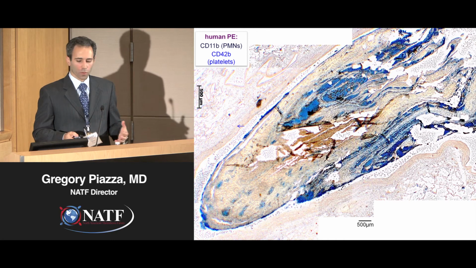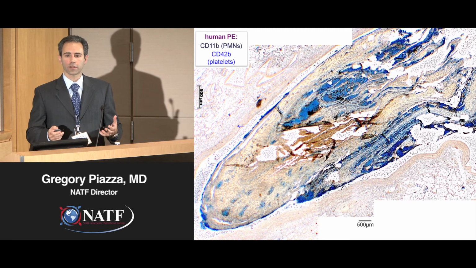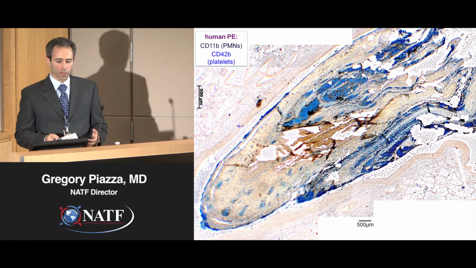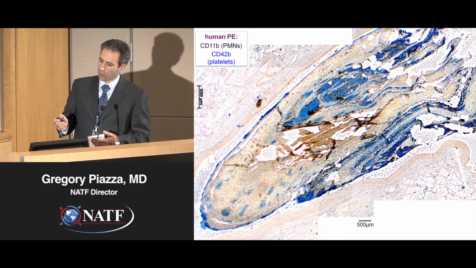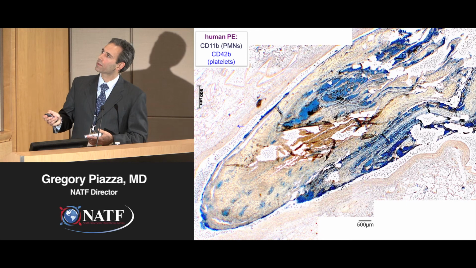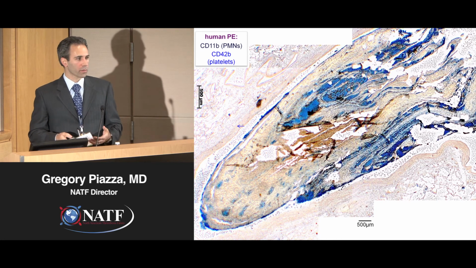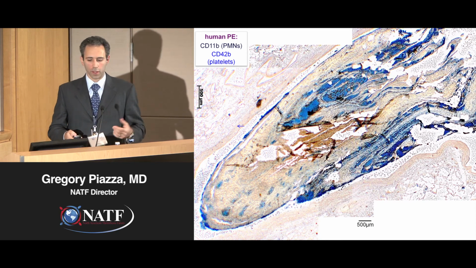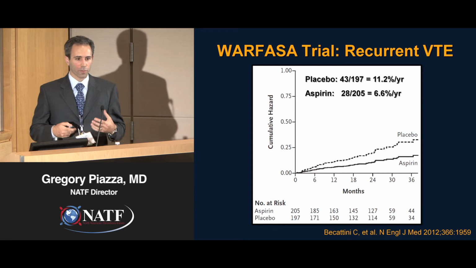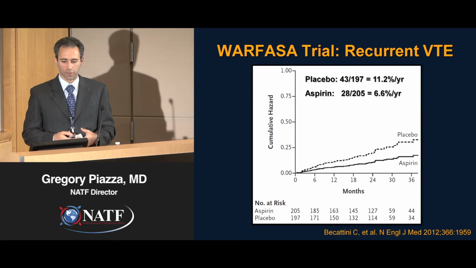For a long time, we thought that platelets had nothing to do with venous thromboembolism and that they only had to do with heart attack and stroke. But here we can see in this specimen from a human pulmonary embolism where platelets have been stained blue, we can see that this blood clot is laden with platelets, proving that venous thromboembolism is not just something that depends on the coagulation cascade, but also that platelets play a role. And that has really given birth to a renewed interest in the use of aspirin for prevention of venous thromboembolism.